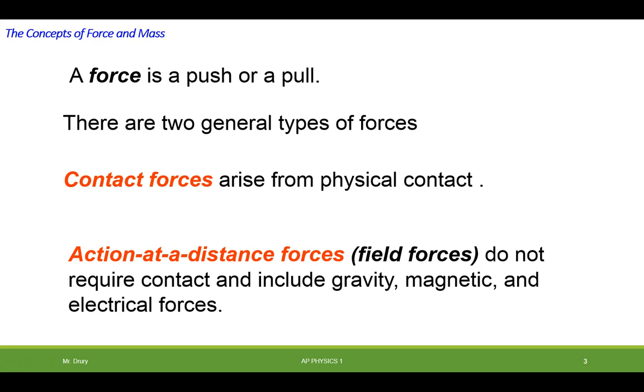Contact forces arise from actually contacting something like kicking a ball or hitting a tree with a car or something like that. Probably not a good example because you can get hurt, but still. But field forces don't require contact. Those would be like gravity. A ball will fall towards the earth without actually being touched by the earth. Or magnets. You can get metal to move with a magnet without actually touching it. Okay.